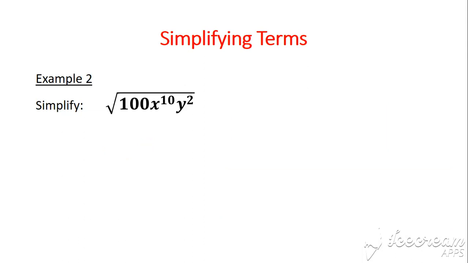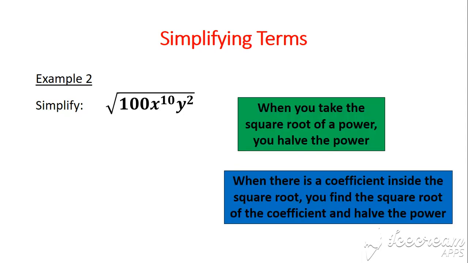Example 2, the square root of 100 times x to the power of 10 times y squared. Our key rules again. Let's square root 100 to get 10. Let's halve the power of x to the power of 10 to get x to the power of 5. And let's halve the power of y squared to get y by itself. Y to the power of 1, but we don't write y to the power of 1. So our final answer is 10 times x to the power of 5 times y.